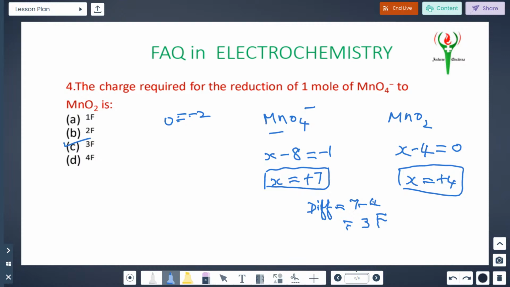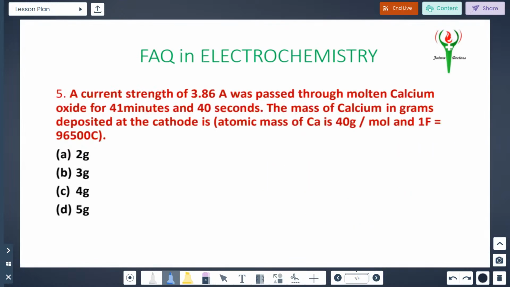Suppose any equation is given, then they will give some electrons in the middle. How many electrons? That is equal to the Faraday. But here the equation is not given, so when it is not given, you can find the charge in this way. It's a nice method, I think. Now see the next problem.